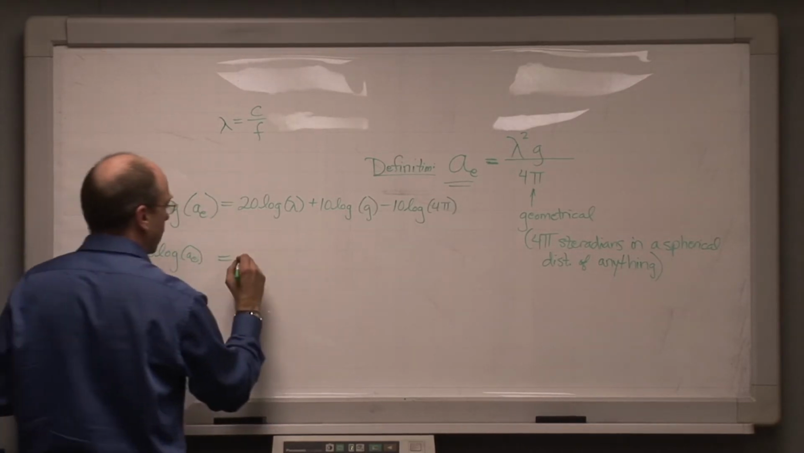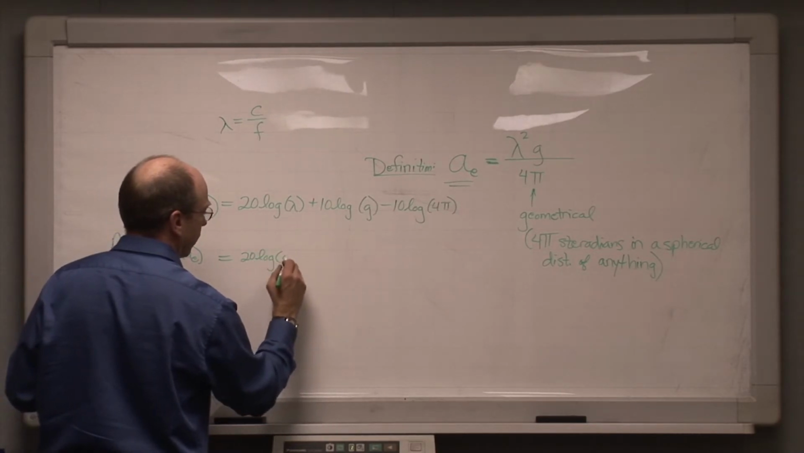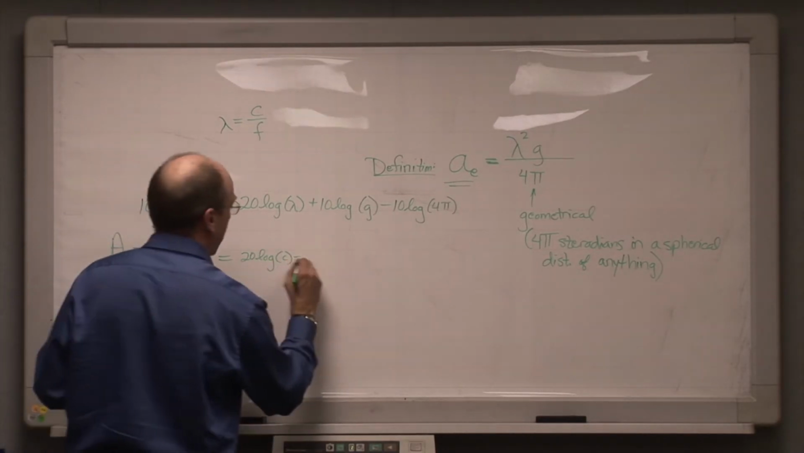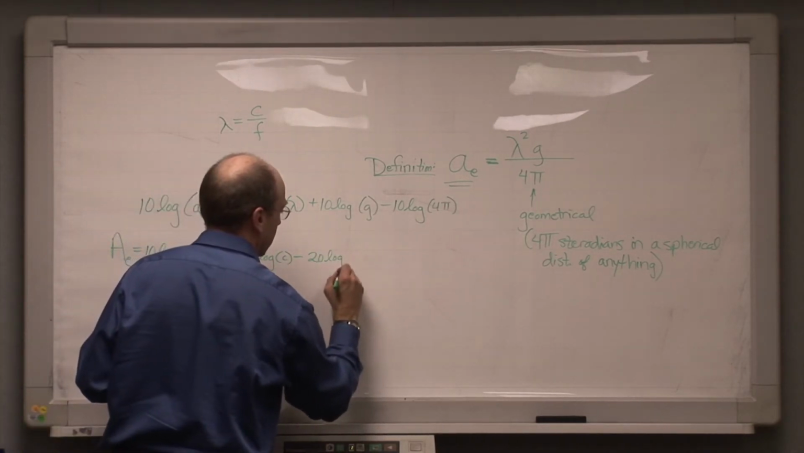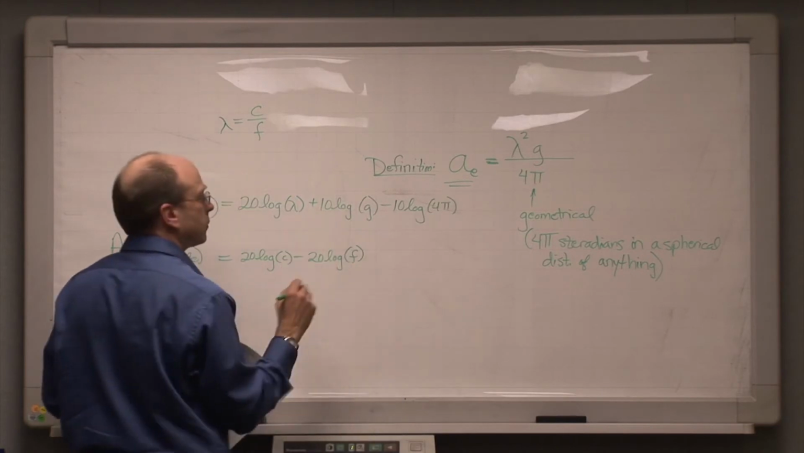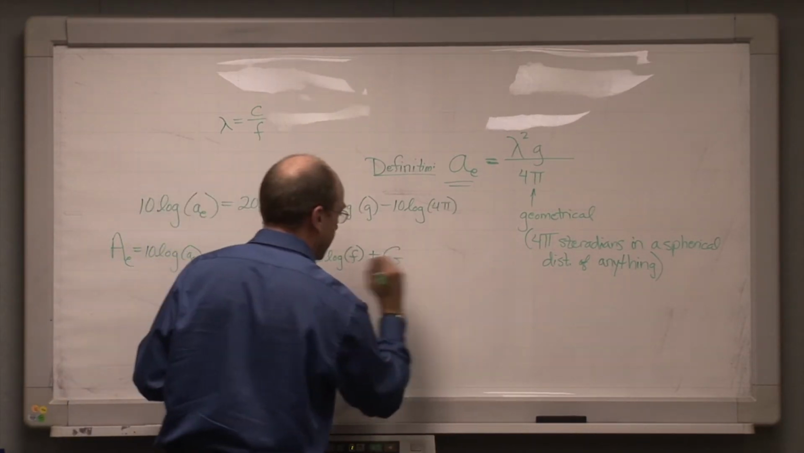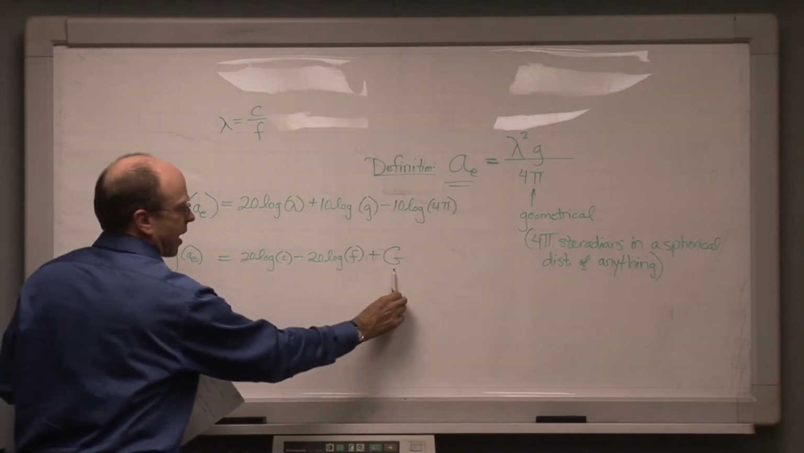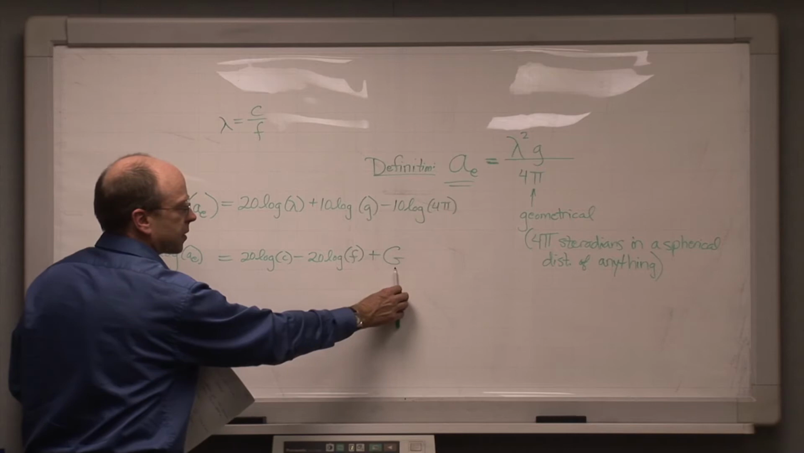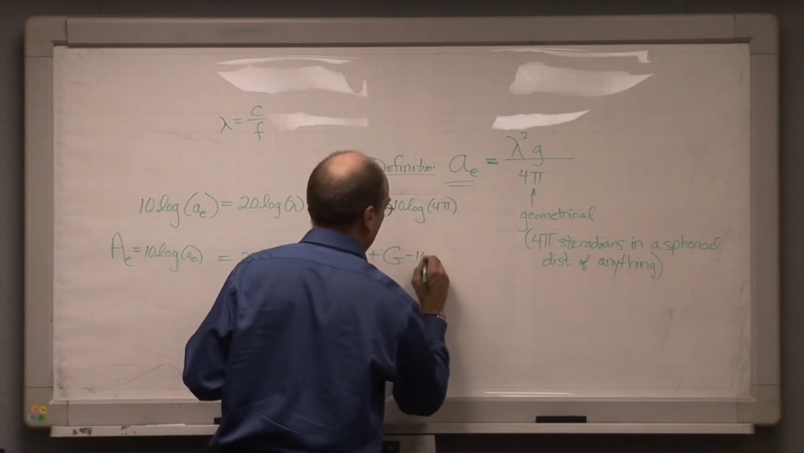is equal to 20 log of the speed of light, so that's a constant, minus, this is important, minus 20 log f, plus 10 log of little g, which is big G. The convention that I've always used is that any parameter appearing in capital letters is a decibel quantity. If it's in lowercase, it's a linear quantity, minus 10 log of 4 pi.